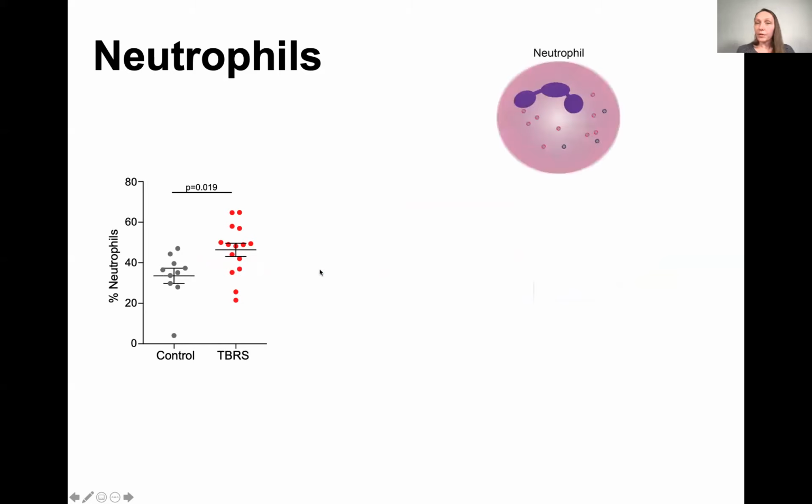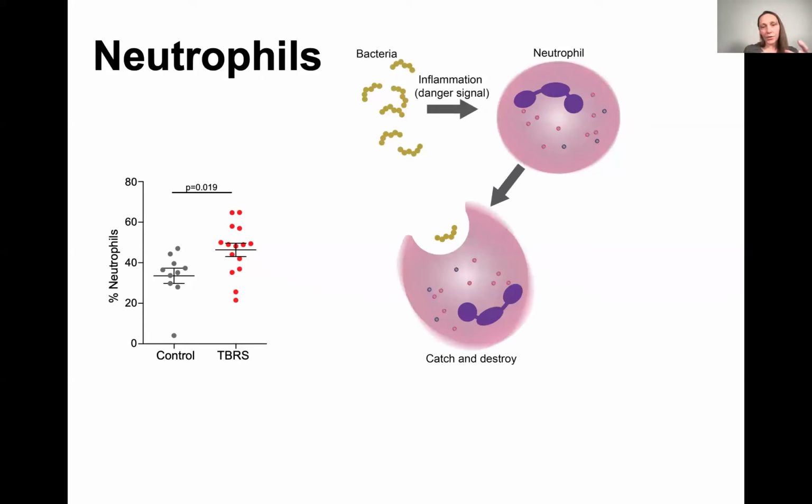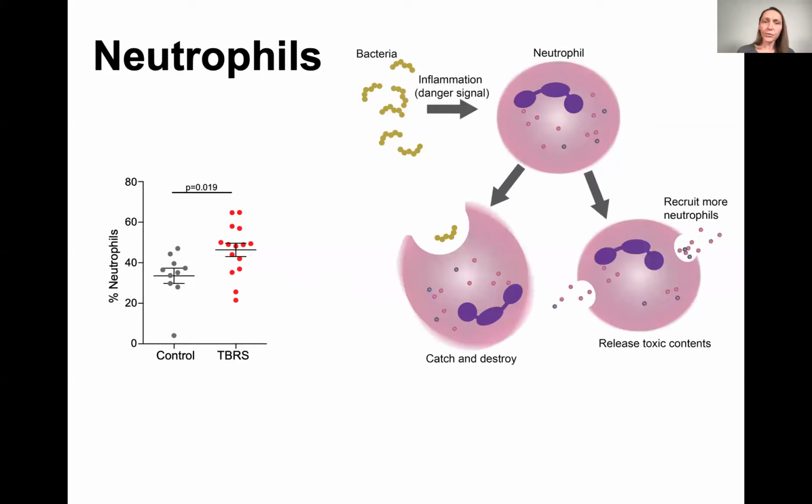So the blood neutrophil is a very important cell. It's the first line of defense against bacteria. Bacterial infections can invade our body, and when they come in, they can cause a lot of damage, and this releases inflammation from the tissue, which is sensed by the neutrophils as a danger signal, springing them into action. Neutrophils are able to catch and destroy those bacteria. The neutrophils can also release their toxic contents to break down the bacteria outside of their cell, and then send off other signals to say, let's make more neutrophils and get recruited to the area.